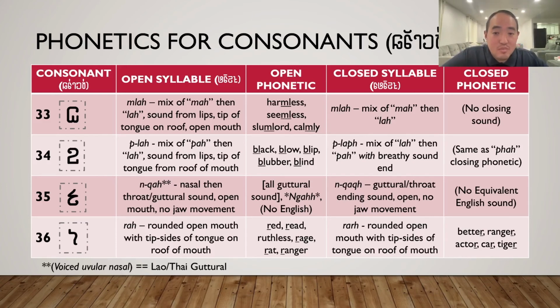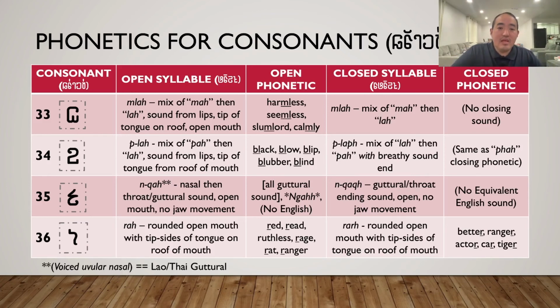Now for the closed syllable, it's the same thing. It's a guttural throat ending sound, open, but there's no jaw movement. Like I said, there's no equivalent English sound, so you're just going to have to memorize and remember this sound and how it's pronounced. It'll be nga, ngak.